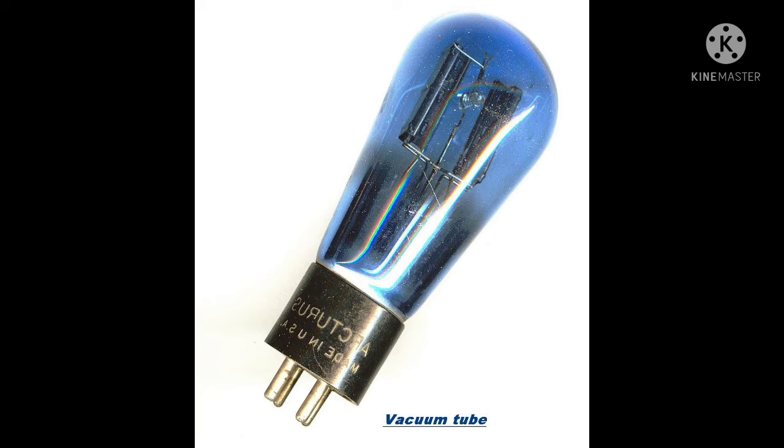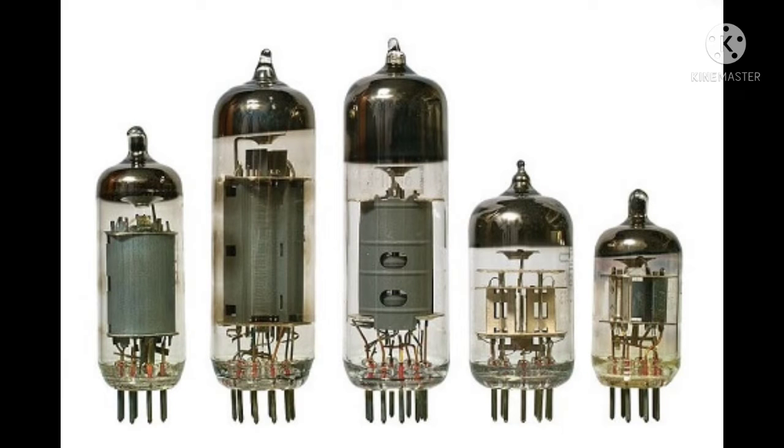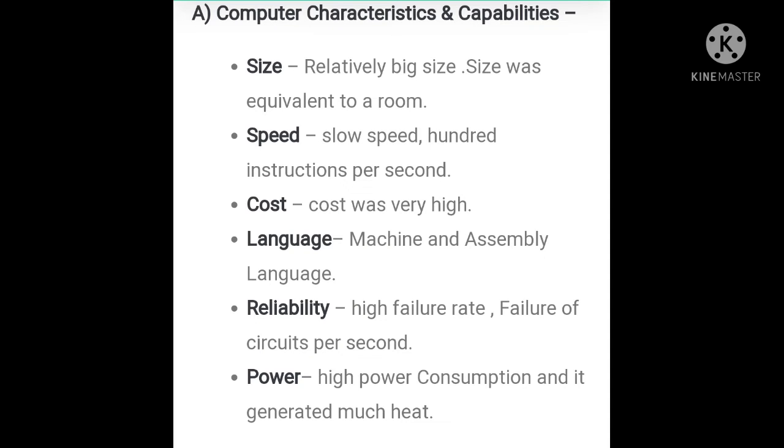A list of popular first generation computers: ENIAC, UNIVAC, EDVAC and EDSAC. Now we are going to learn the computer characteristics and capabilities.